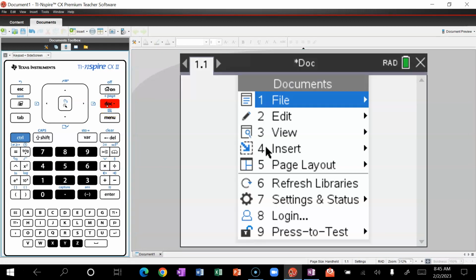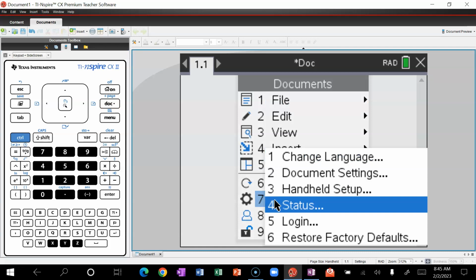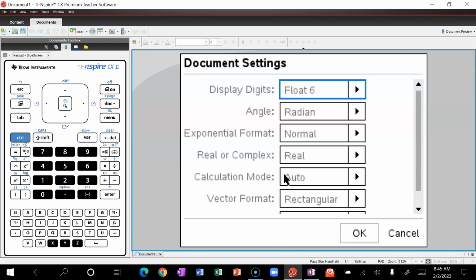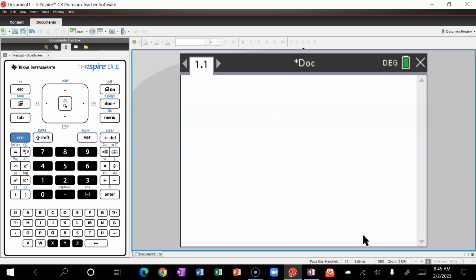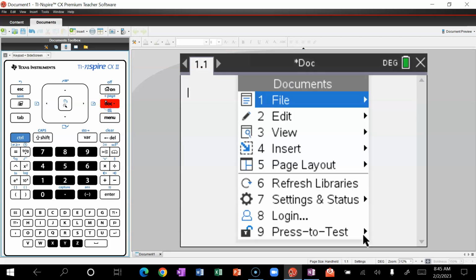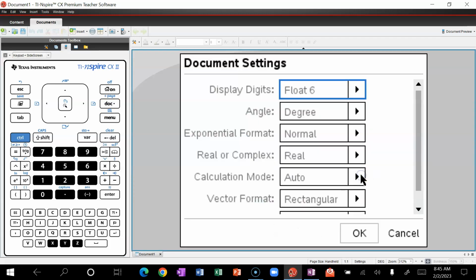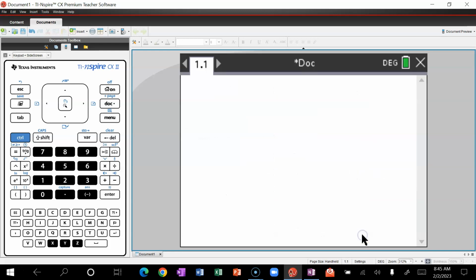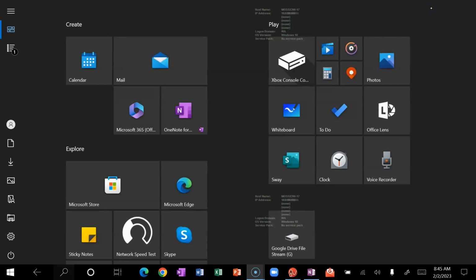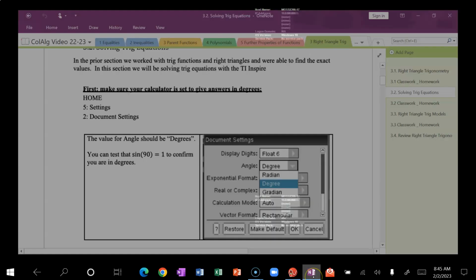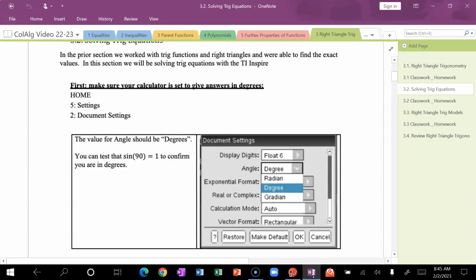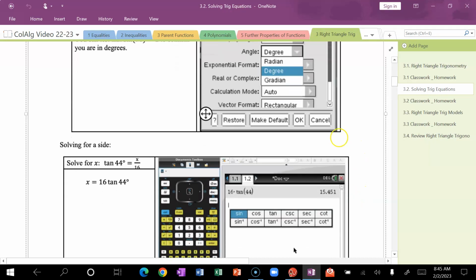So you need to make sure when you go into your calculator and you go into the settings and look at the document settings where it says angle, right now mine says radian, it needs to say degree. Once you set this, it should be good. So again, I did document, settings, document settings, the angle should reflect degrees. Okay, then my calculator is ready to go. So once that is set, we should be good to go.